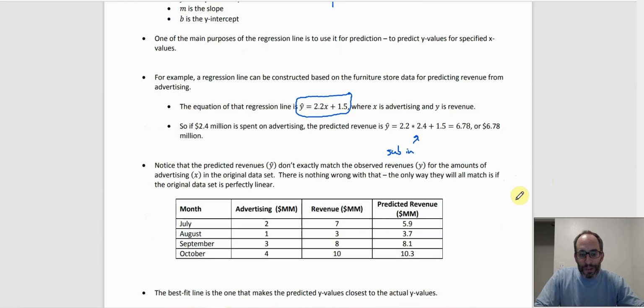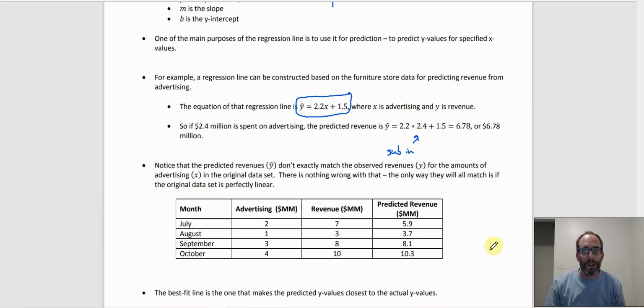And then notice here that the predicted revenues don't exactly match the observed revenues. None of them match exactly. So basically what I did to get this extra column in this table, because the original table just had the first 3 columns, didn't have this 4th one, all I did was, to get the 5.9, I subbed 2 into the equation for X. To get the 3.7, I subbed in 1. 8.1 subbed in 3, and to get the 10.3, I subbed in 4. That's all it was. And none of them match exactly.